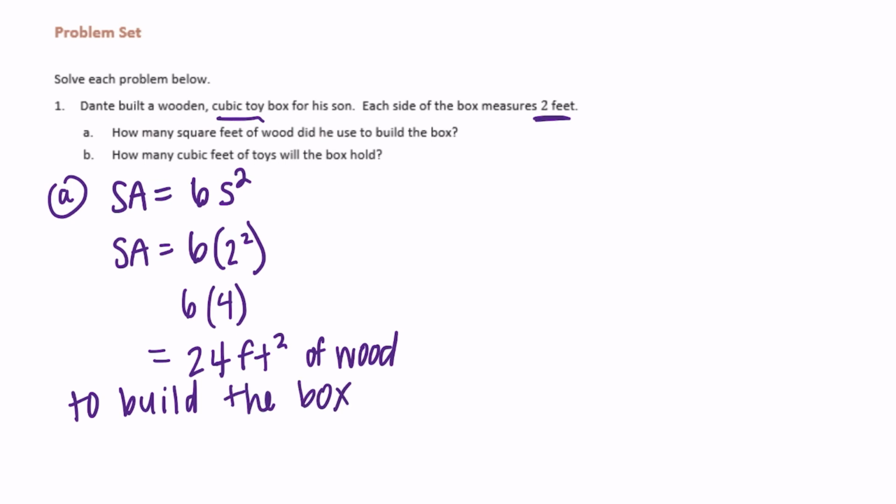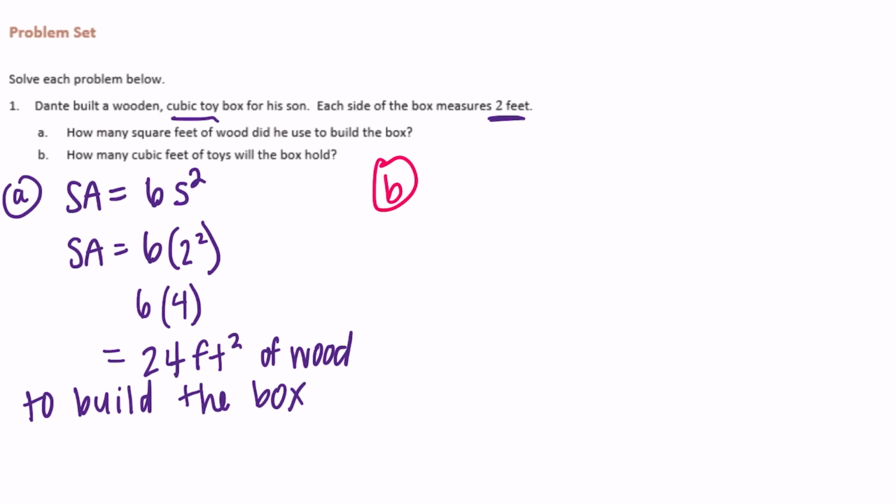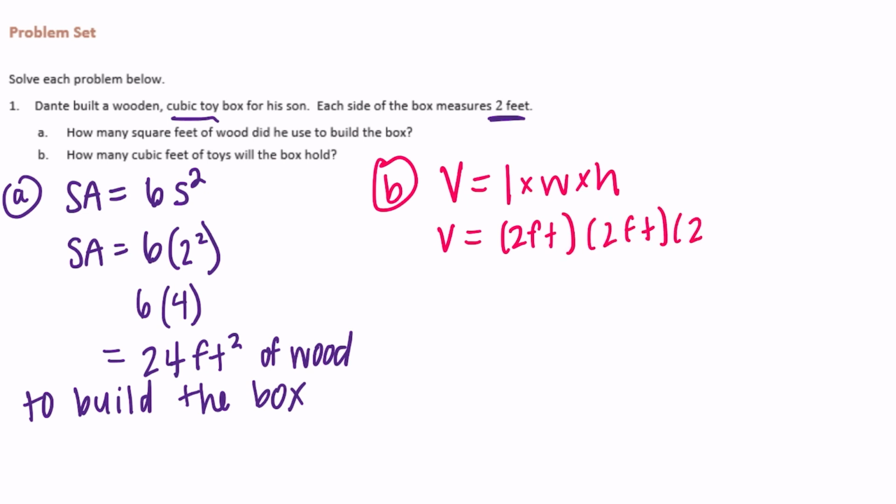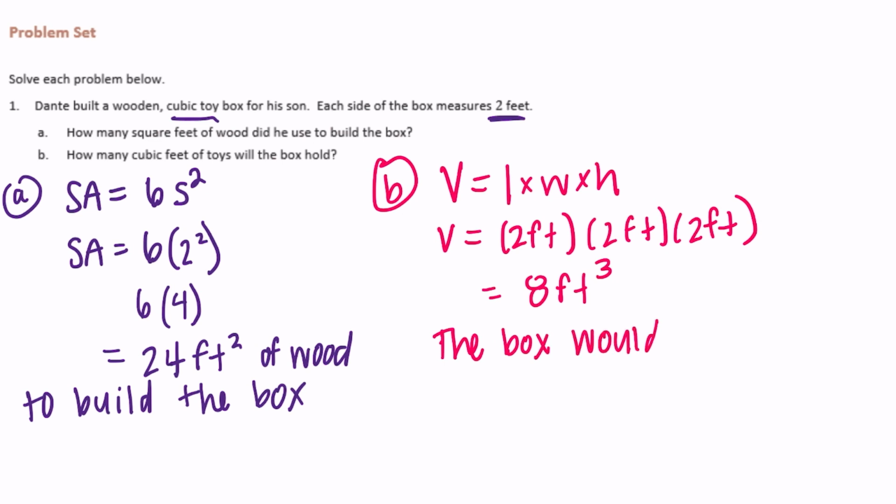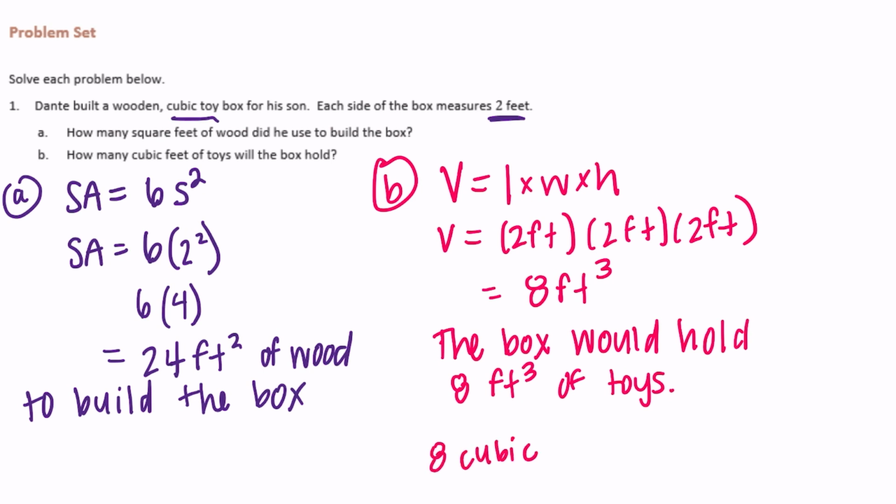And then B wants us to find the volume. So volume is length times width times height. So if all the sides are 2 feet by 2 feet by 2 feet, that would be equal to 2 times 2 is 4, times 2 is 8 feet cubed, so the box would hold 8 cubic feet of toys. Or you could write it out. You could write 8 cubic feet.